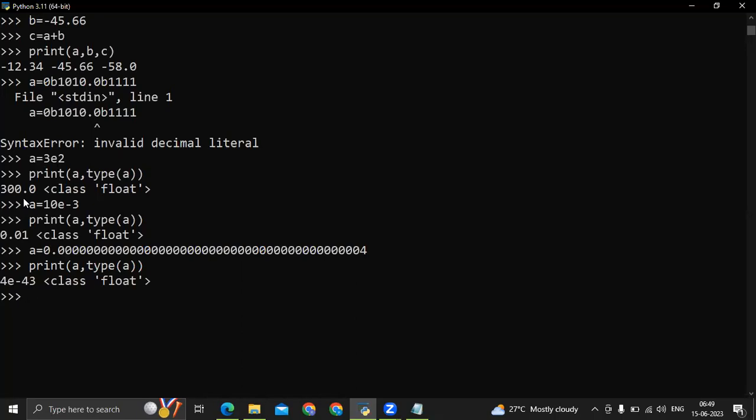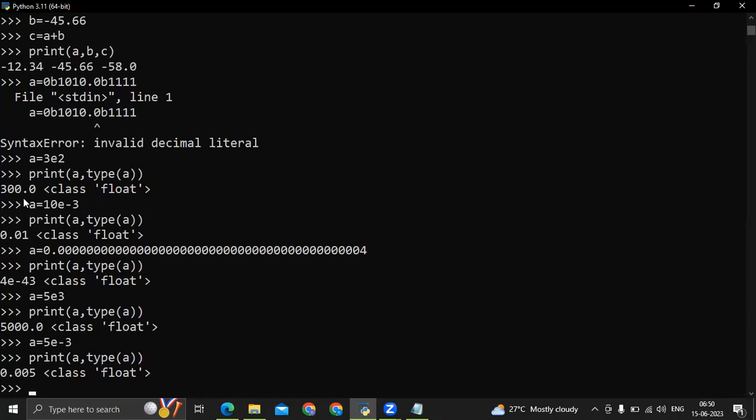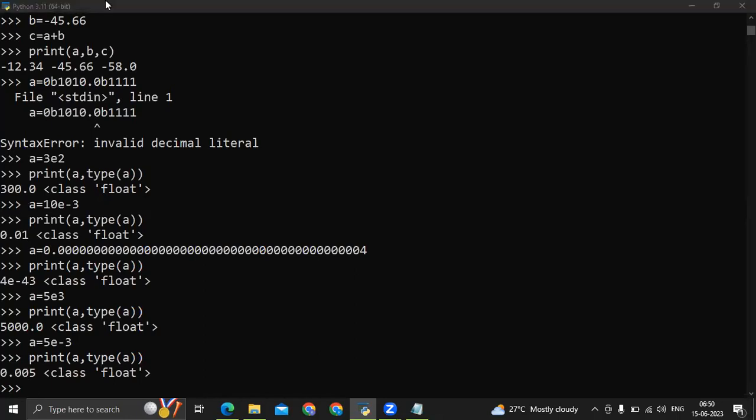Let me show you one more example. Don't get confused, students. A is equal to 5E3. Now, if I write A is equal to 5E minus 3, then I'll get 0.005. Is this clear?